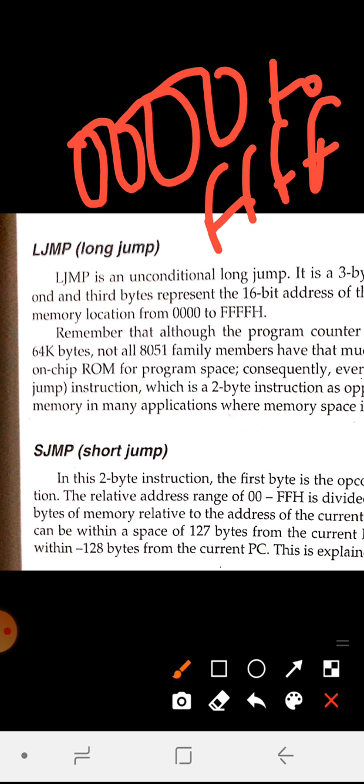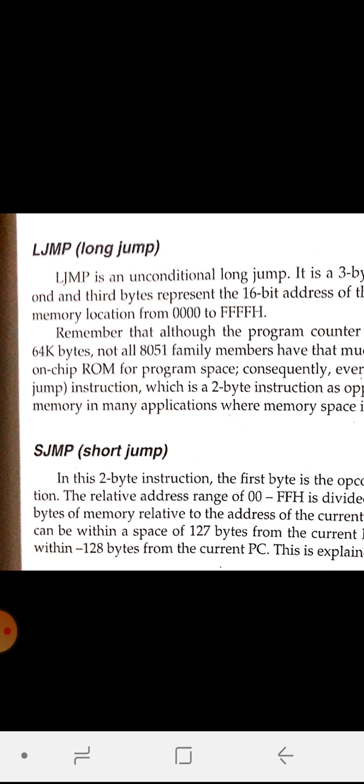We can go for the next kind of jump, that is short jump. So this short jump is a 2-byte instruction where the first byte will be opcode and the next byte, the second byte, will be used for your target accessing.